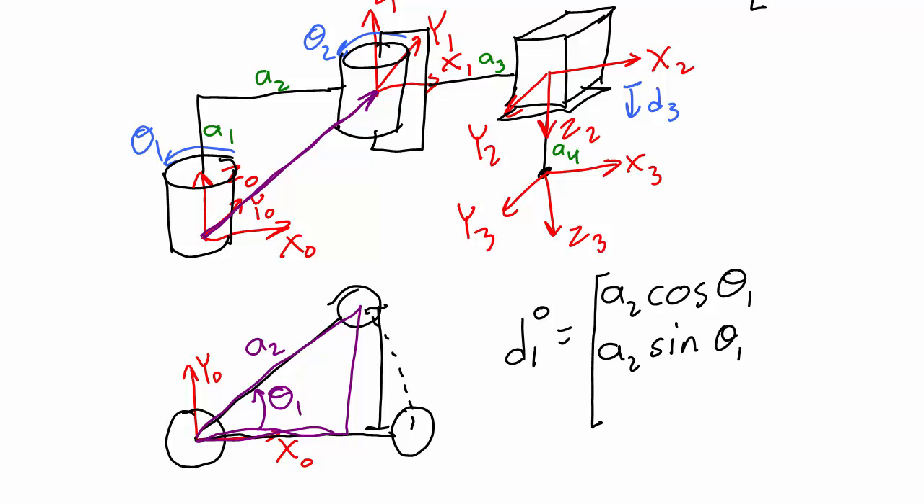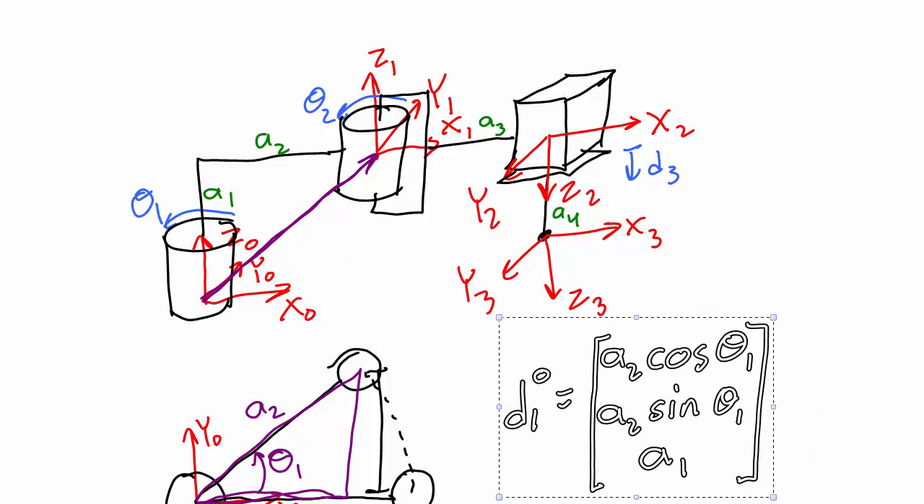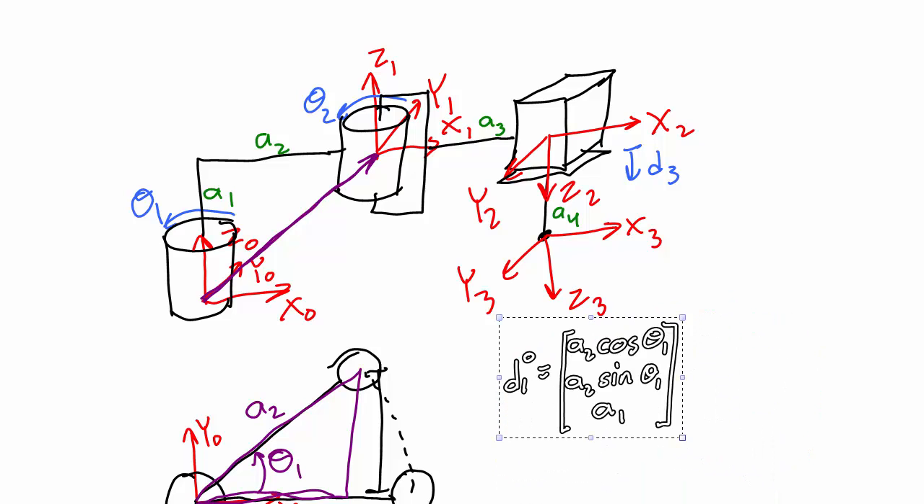Now here, the z displacement, remember, is not 0. The z displacement can be seen from our original view. The z displacement between frame 0 and frame 1 is a distance of the link length A1. And here we're finished with the displacement vector from frame 0 to frame 1. I'm going to set this value aside while we find the displacement from frame 1 to frame 2.